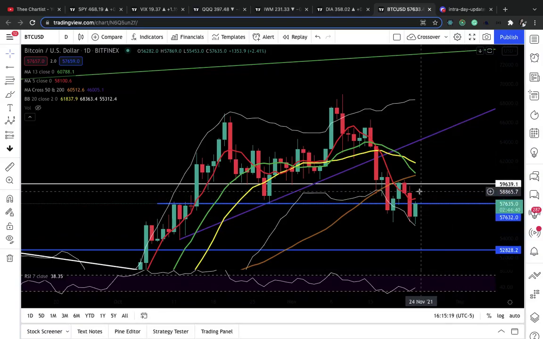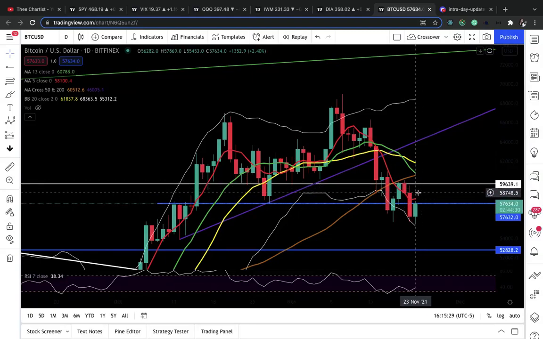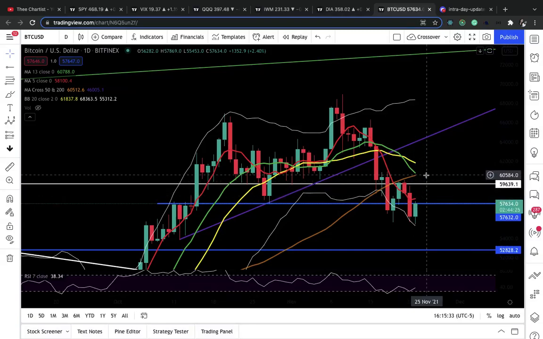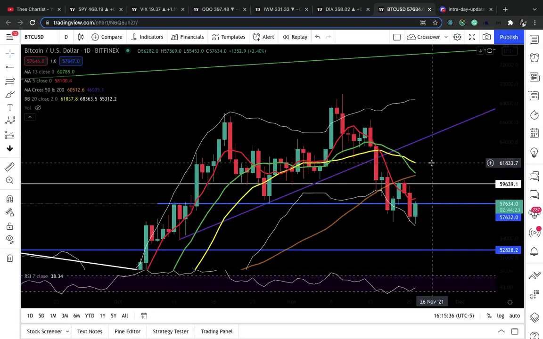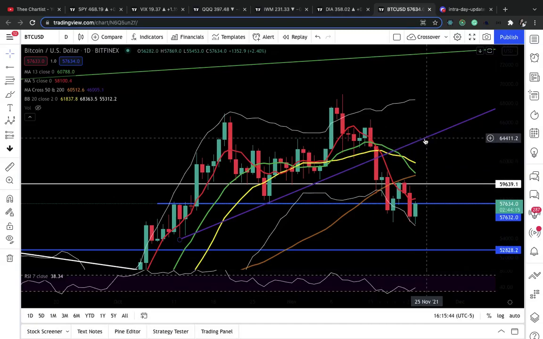And if that happens, of course, that is bullish momentum. We need more than one because look where it closed here on November 20th. We got the close above the 50-day, but then the very next day it just continued dropping. So we need at least 2 closes above the 5-day moving average, and then we could possibly go test 60K, 61K, and of course retest this rising trend line that we lost back in November 16. And the rising trend line will be around 64K.